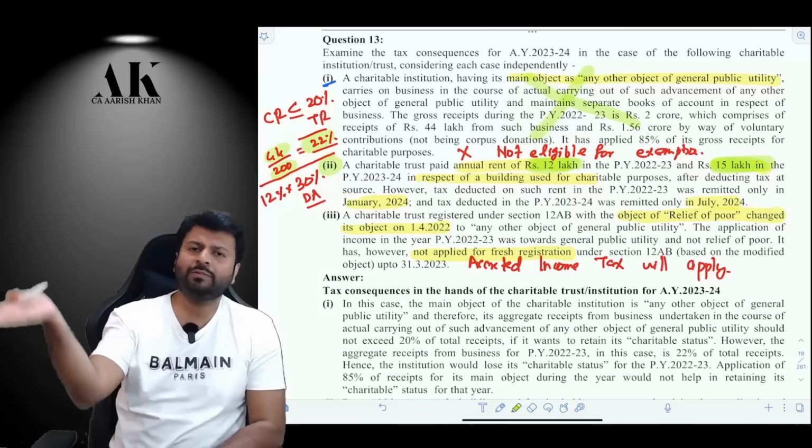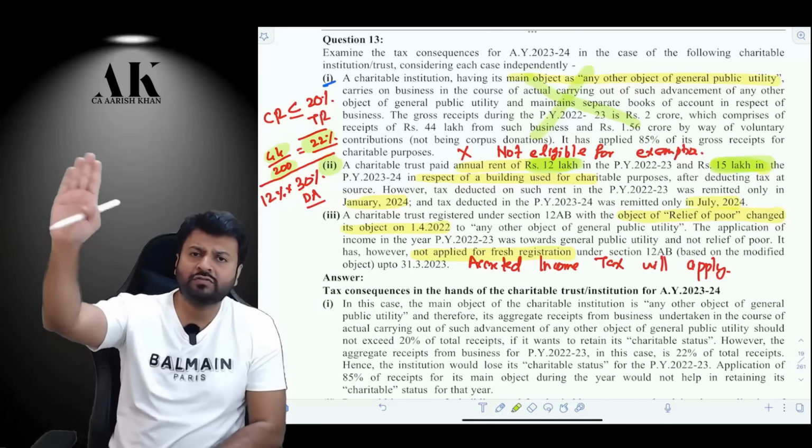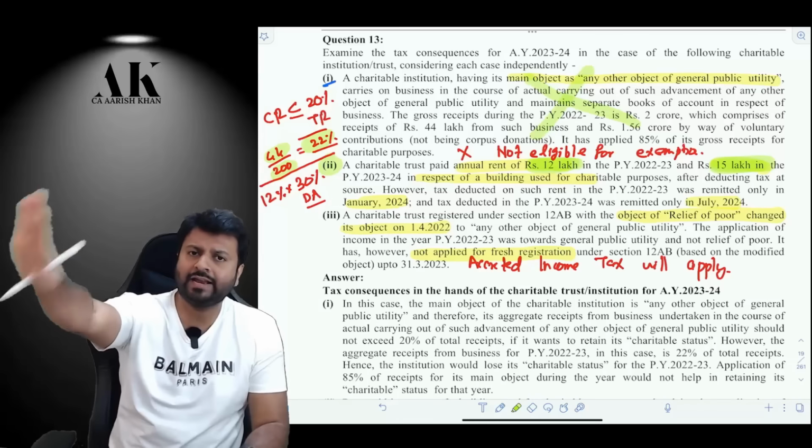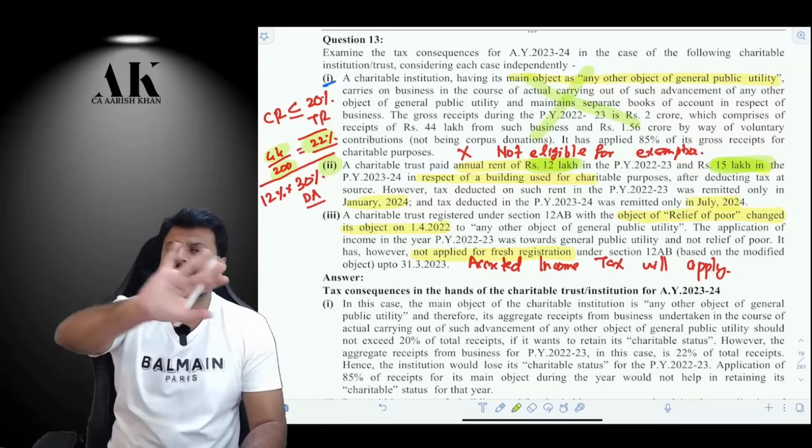And for next year rent, you are making the payment in the next year before the due date of filing of return. So for next year rent, you will get the deduction directly in the next year itself. Okay. So for next year rent, there will not be any disallowance.